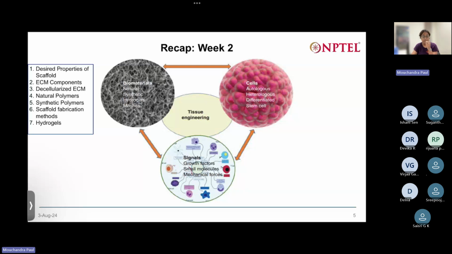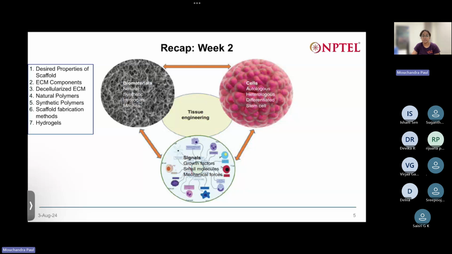How do you do it? There are various methods available. You can 3D print it, you can electrospin it, or you can use the lyophilization technique, solvent casting, porogen leaching technique, or you can make beads, microbead kind of structures. Various types of methods are available, but the choice of method, the choice of polymer to fabricate the scaffold, and the geometry of the scaffold all depend on the type of tissue that you're targeting.